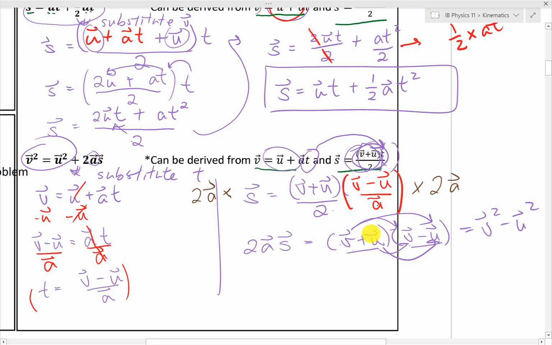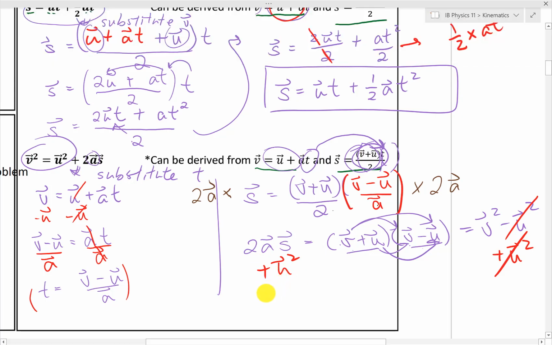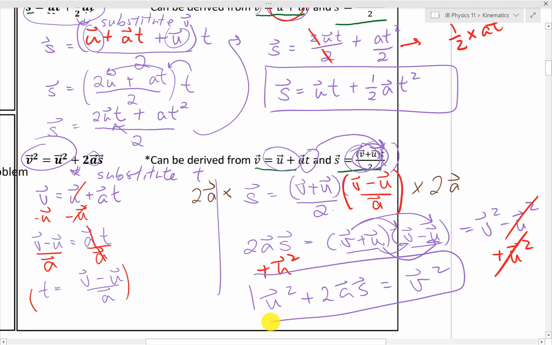Now we end up with something very close to what we have in the end. And if you don't believe me, you just move this one to the other side to make it look exactly like the equation that we have over here, by adding the u squared on both sides to move it to the other side, giving you finally u squared plus 2as gives us v squared. Phew! Good job, everyone.